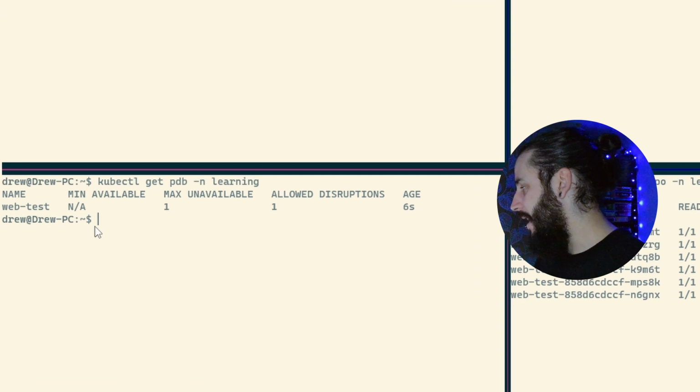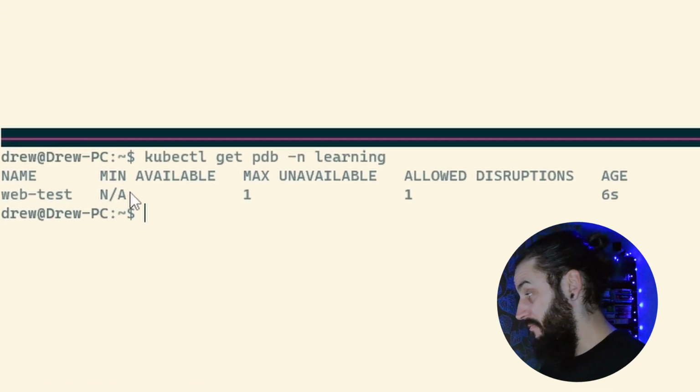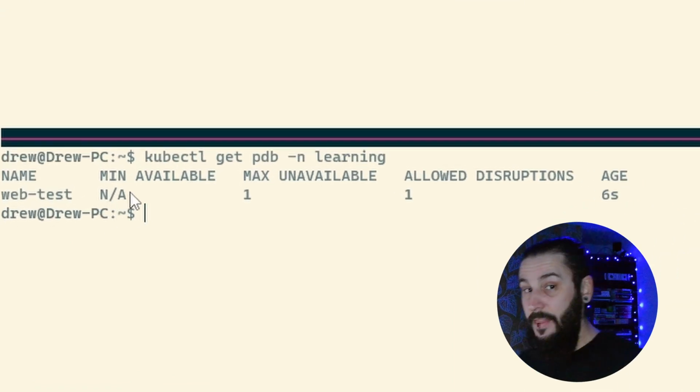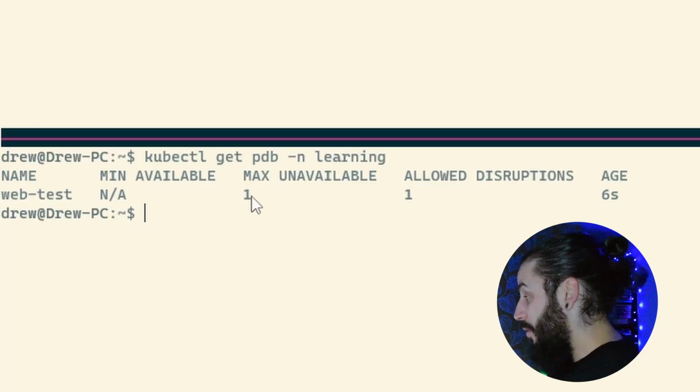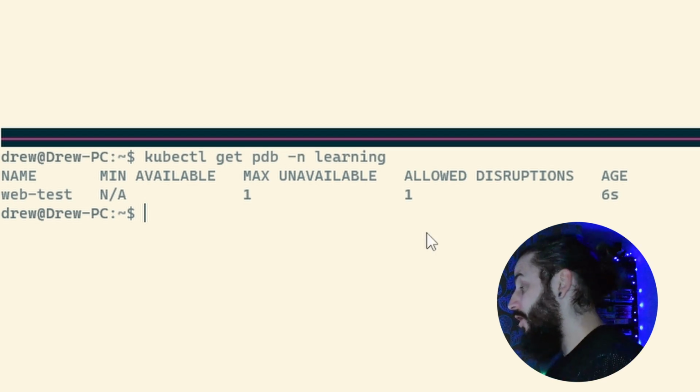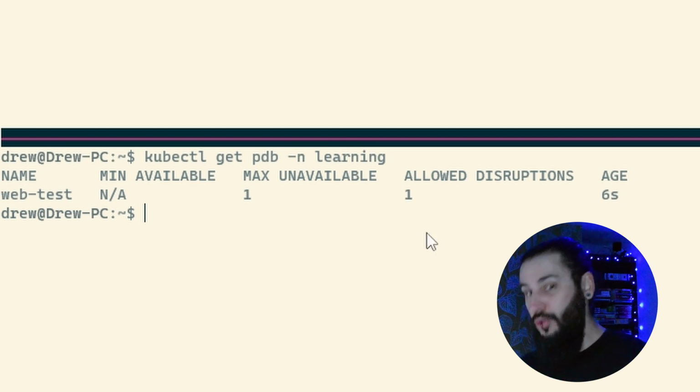So if I run this, we can see here, we've got min unavailable of not applicable because we didn't set that. And you can only set minimum available or max unavailable. You can't set both because they conflict. But we have a max unavailable there of 1 and an allowed disruption of 1, which means that only 1 pod will drop out when I run a drain. That's the idea behind it.